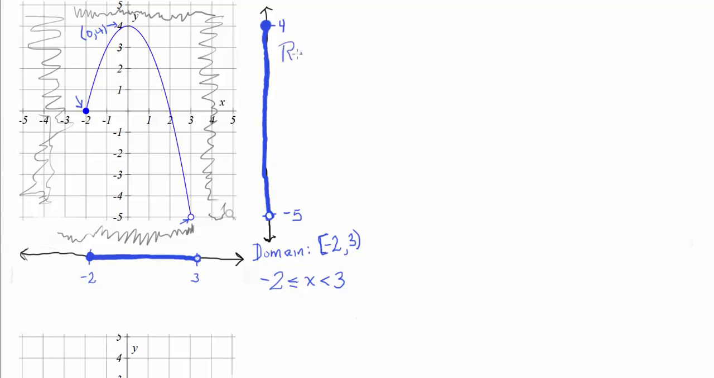And our range is the interval from -5 to 4. The -5 is not included and the 4 is included. In inequality notation, our range is all of the y values where -5 is less than y and y is less than or equal to 4. So that's our domain and range for this first example.